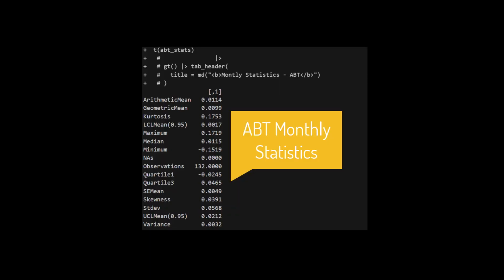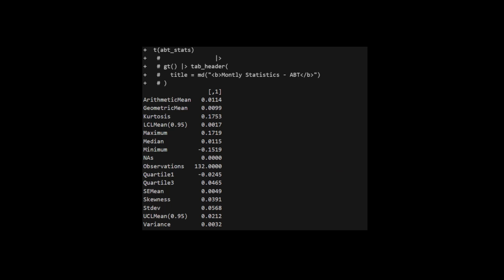This plot shows the monthly statistics for the ABT stock. The arithmetic mean represents the average monthly return. The geometric mean is the average compounded return. Kurtosis is a measure of the tailedness of a data set. LCL mean is the lower confidence limit. Maximum is the highest return in the period, and minimum is the lowest. The median is the middle value of the data.